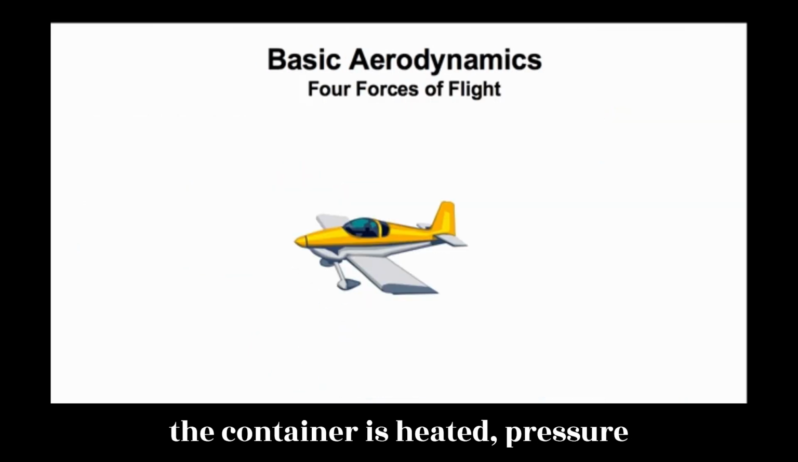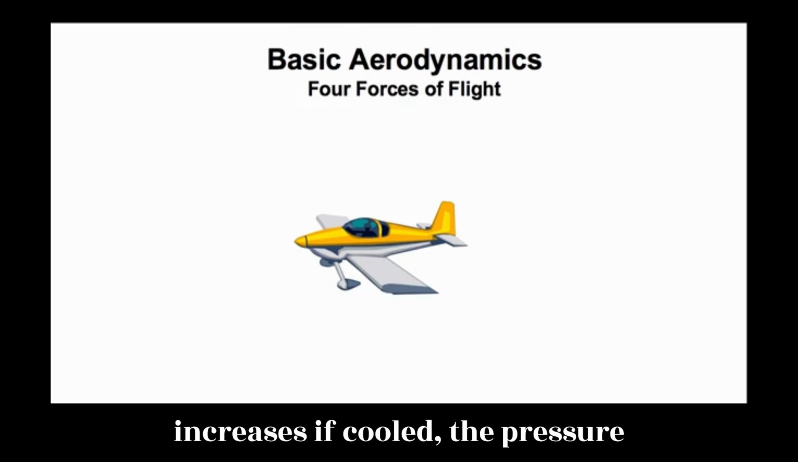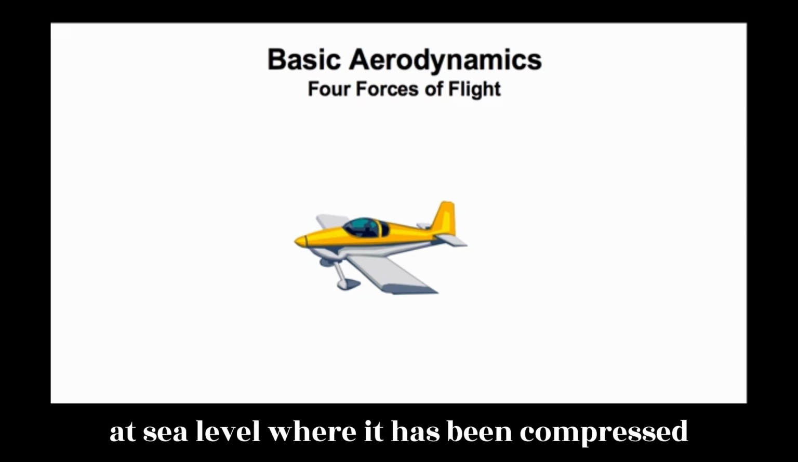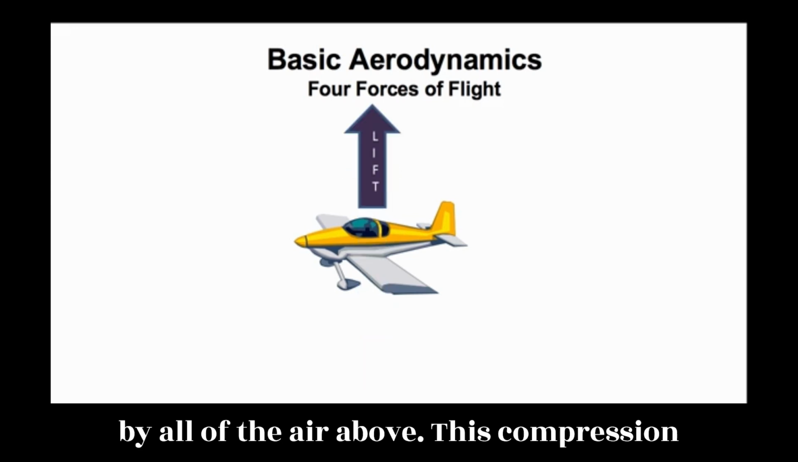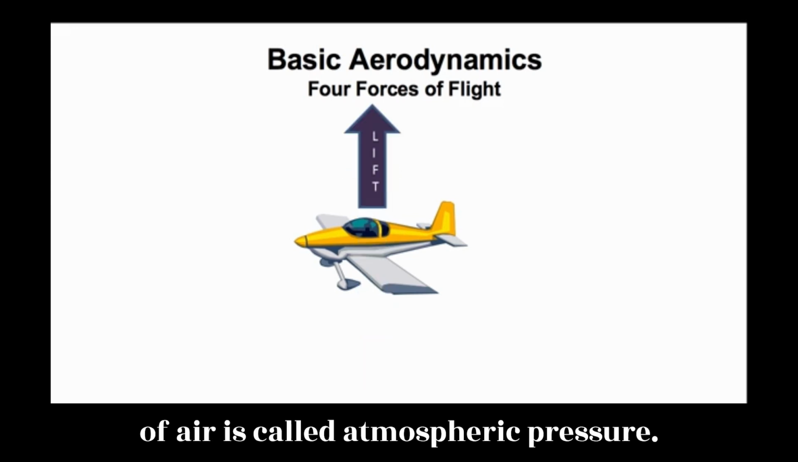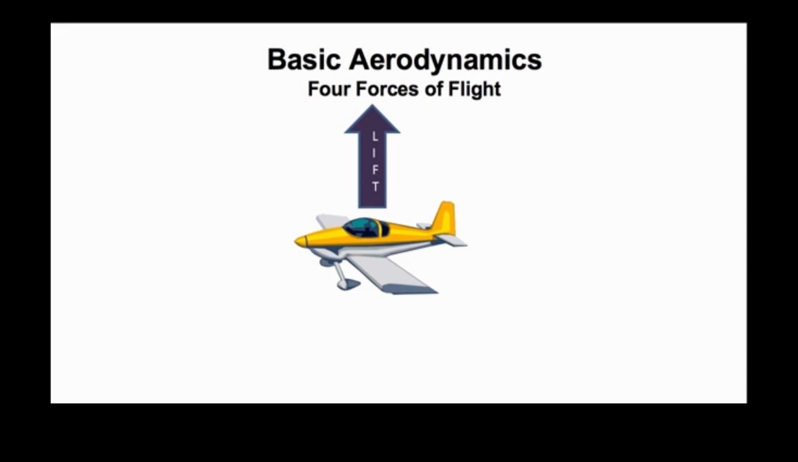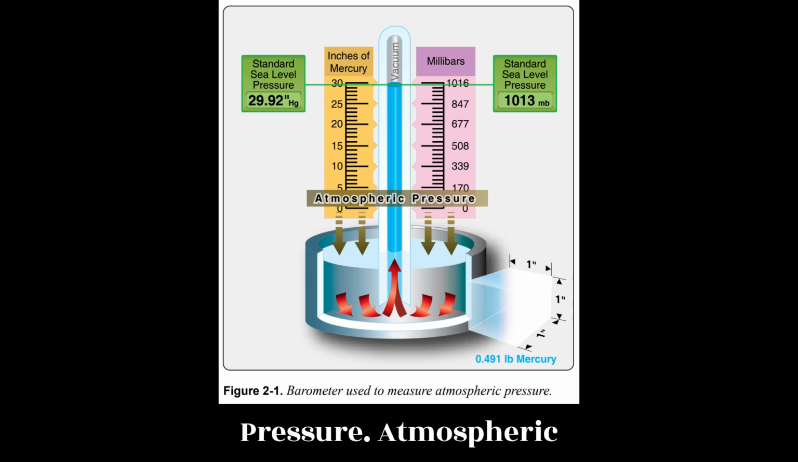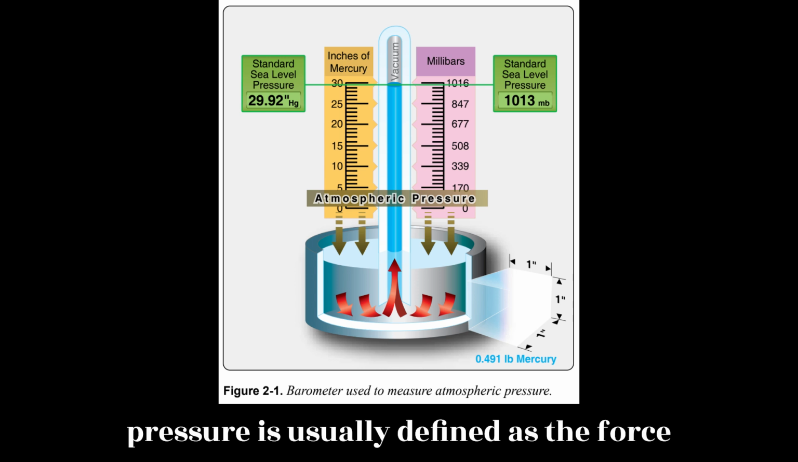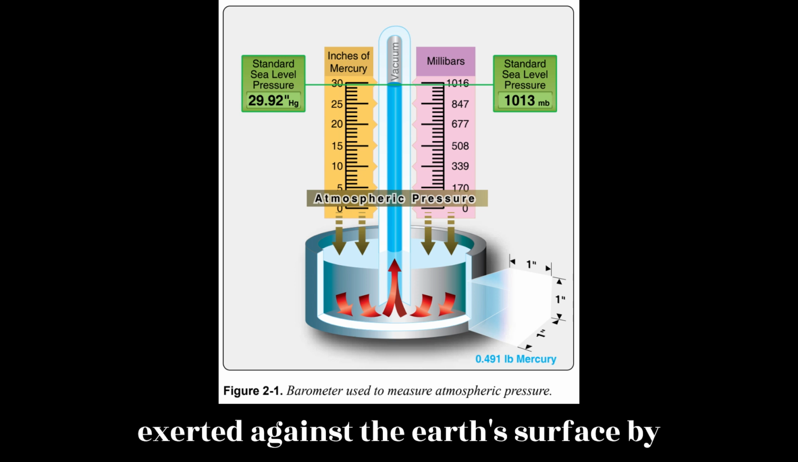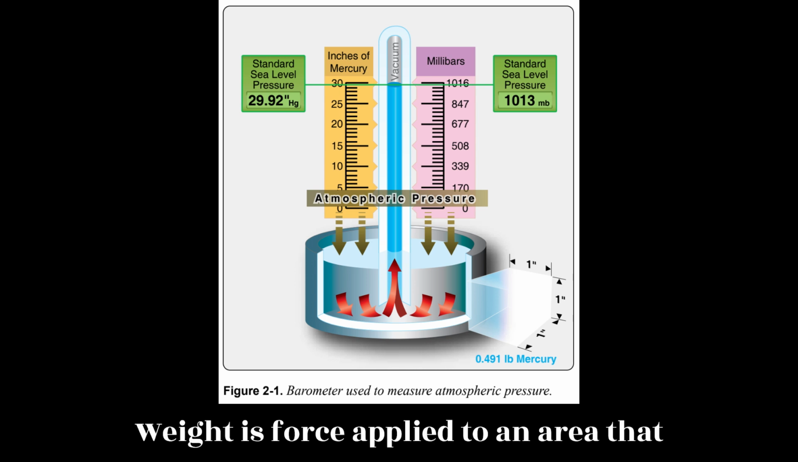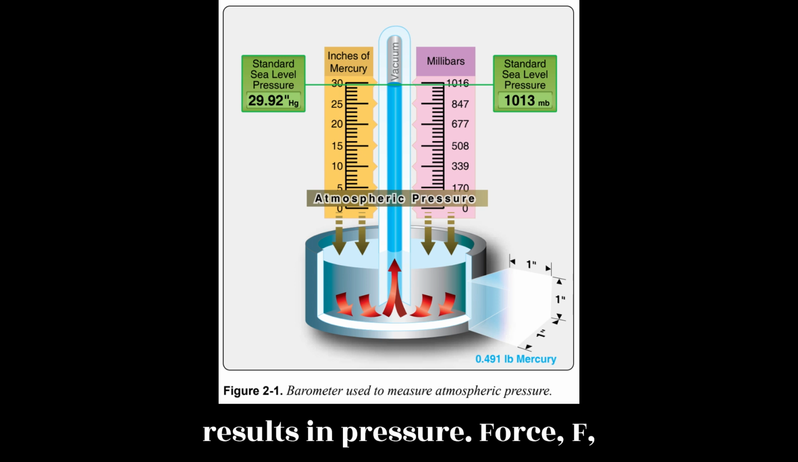If the container is heated, pressure increases; if cooled, the pressure decreases. The weight of air is heaviest at sea level where it has been compressed by all of the air above. This compression of air is called atmospheric pressure. Pressure. Atmospheric pressure is usually defined as the force exerted against the Earth's surface by the weight of the air above that surface. Weight is force applied to an area that results in pressure.